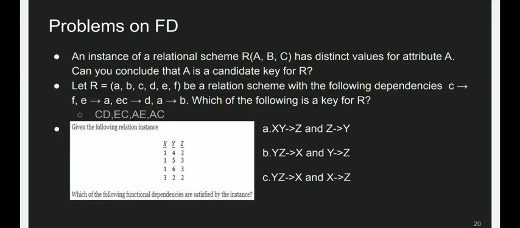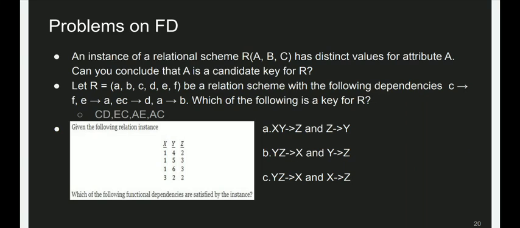Now we will move on to the problems on functional dependency. It will be good if you can try the problems and then check for the solution. An instance of a relation scheme R(A, B, C) has distinct values for attribute A. Can you conclude that A is a candidate key or not?